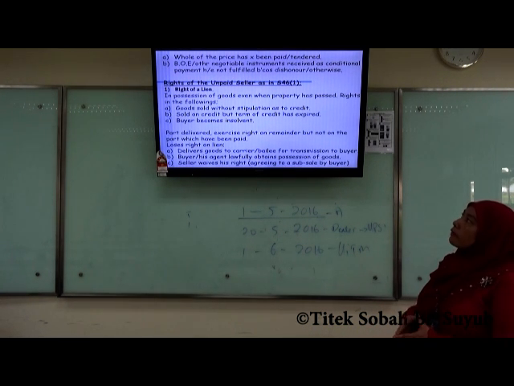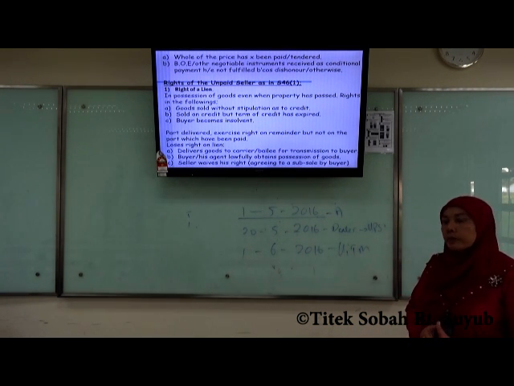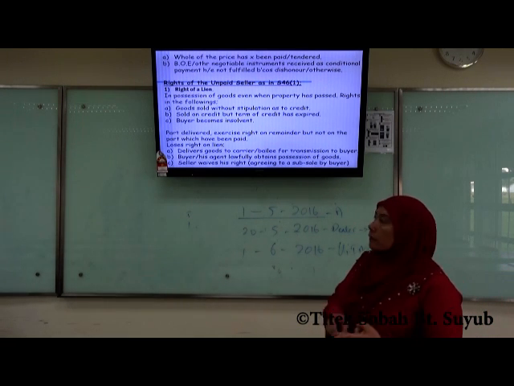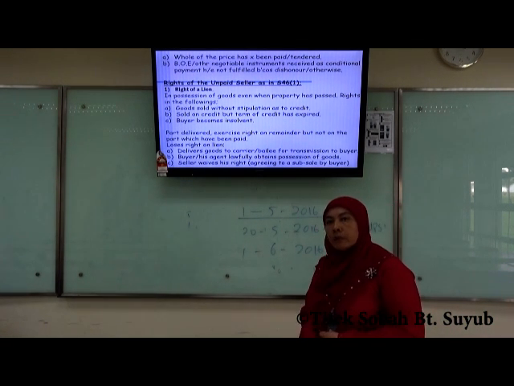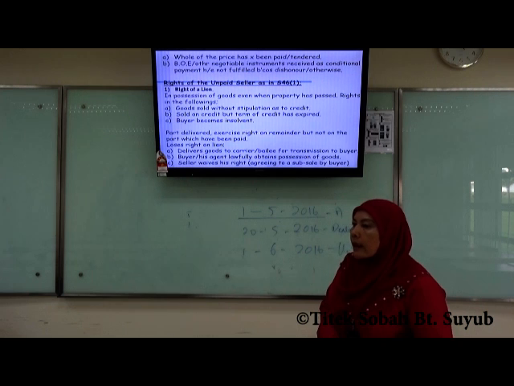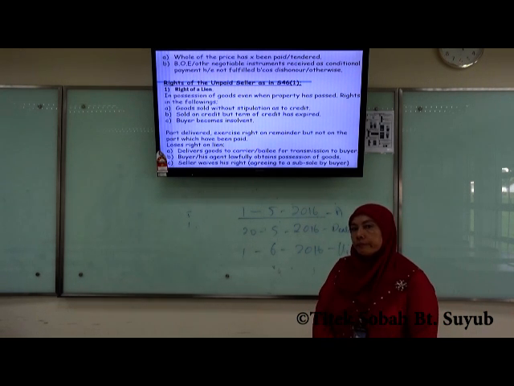So what actually are these rights of an unpaid seller against the goods? The unpaid seller has three rights. The first right is the right of a lien. What is a lien? A lien is a right of a seller to detain the goods.